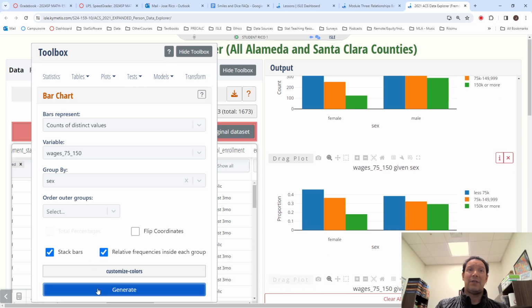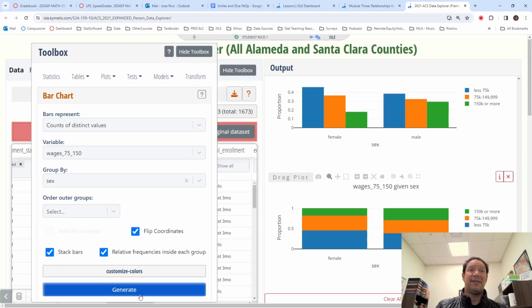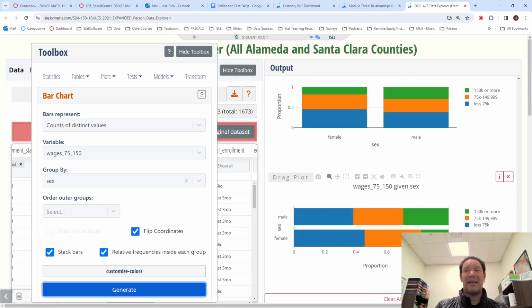A lot of people like this. I tend to prefer to see it stacked, and I like to see it flipped because I just think this is kind of easier to look at for me, for a lot of the stuff that we're doing. Might not be true every time you make a bar chart, but for the things that we're doing mainly in this class, looking for association, I think this does really well. And then we follow this up with a table.